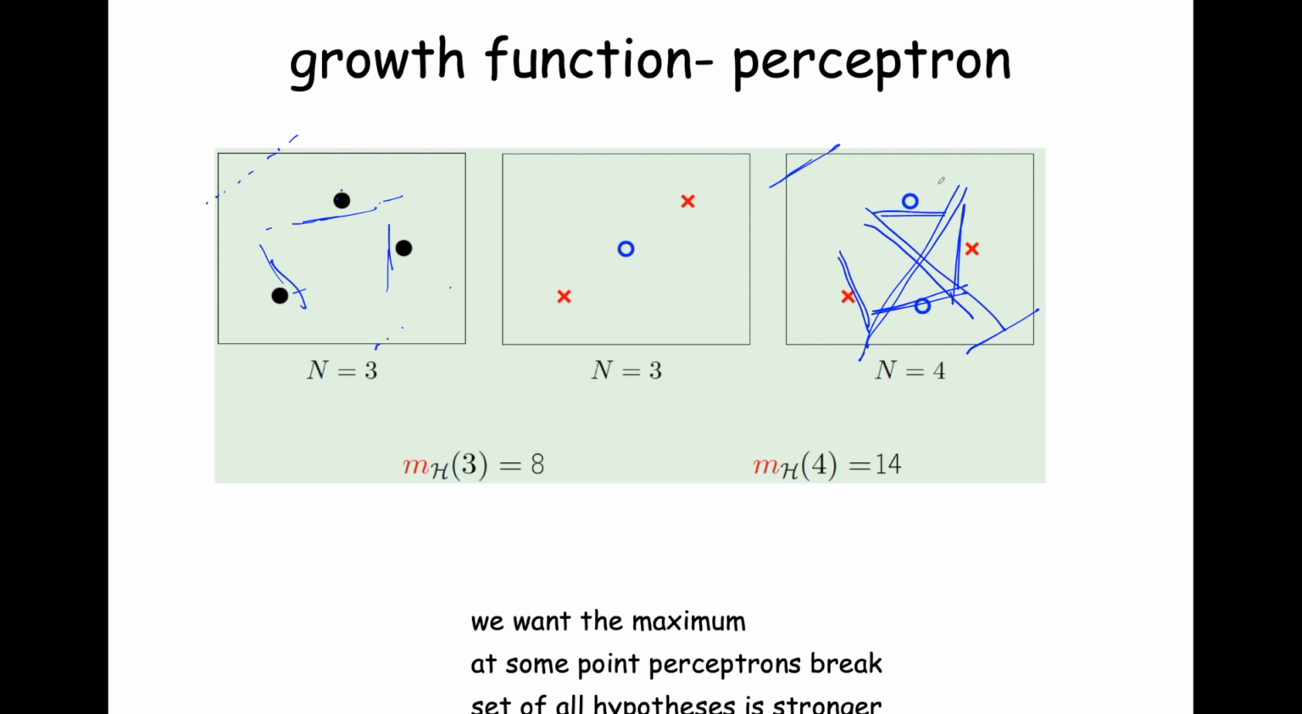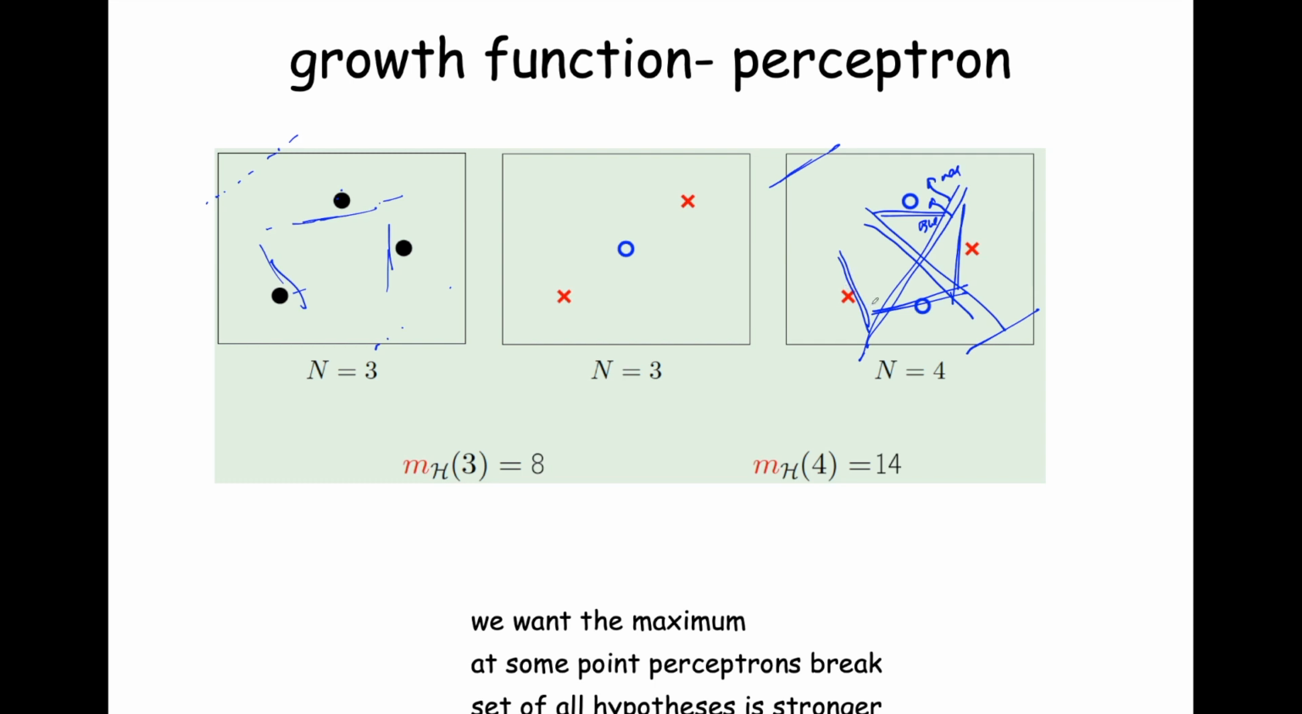Now, of course, I'm counting twice, because for one of them, this one can say red while the other is blue, and this one can say blue while the other side is red. So we have a total of 14 different dichotomies, labelings, that the perceptron can make on data points in feature space when the data set size is 4.